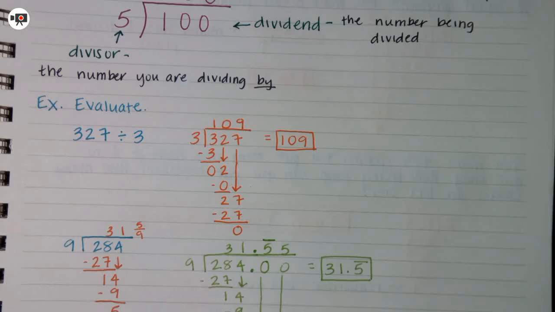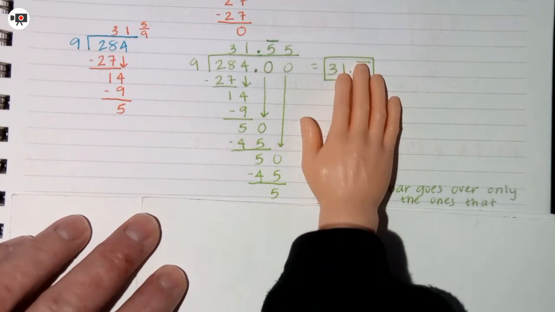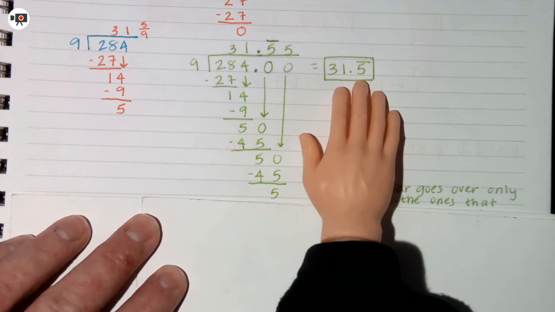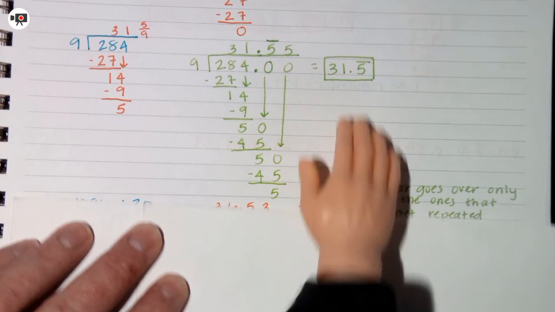If I were to do this again, I would keep getting 5s at the bottom, and I would keep getting 5s in my answer here. So we would write this as 31.5, and the 5 gets a bar over it. And this bar shows that the 5 is going to be repeated.